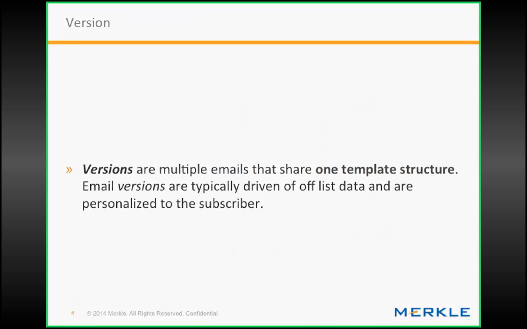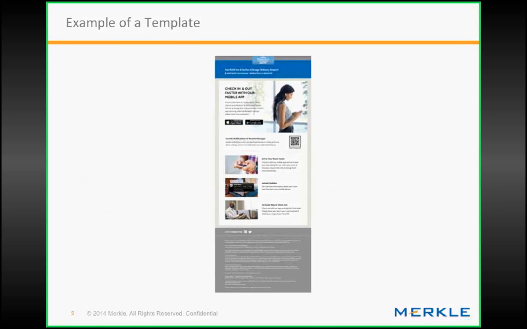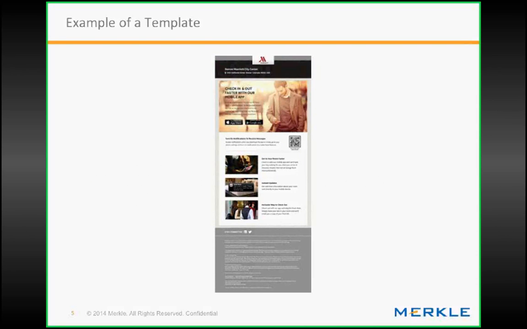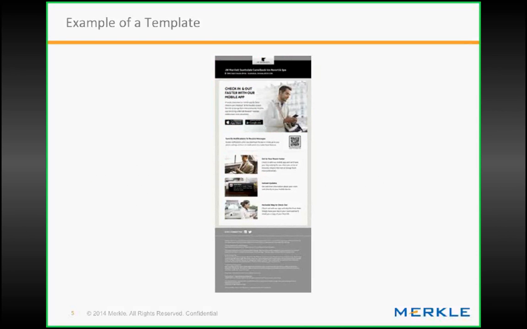So we have versions. Versions are multiple emails that share one template structure. Email versions are typically driven off of list data and are personalized to the subscriber. So for a version, I will show you this, and if it gets really crazy, we will stop. We have a Marriott email that we versioned out. As you can tell, the structure doesn't change. The only thing that's changing is content inside of the structure.